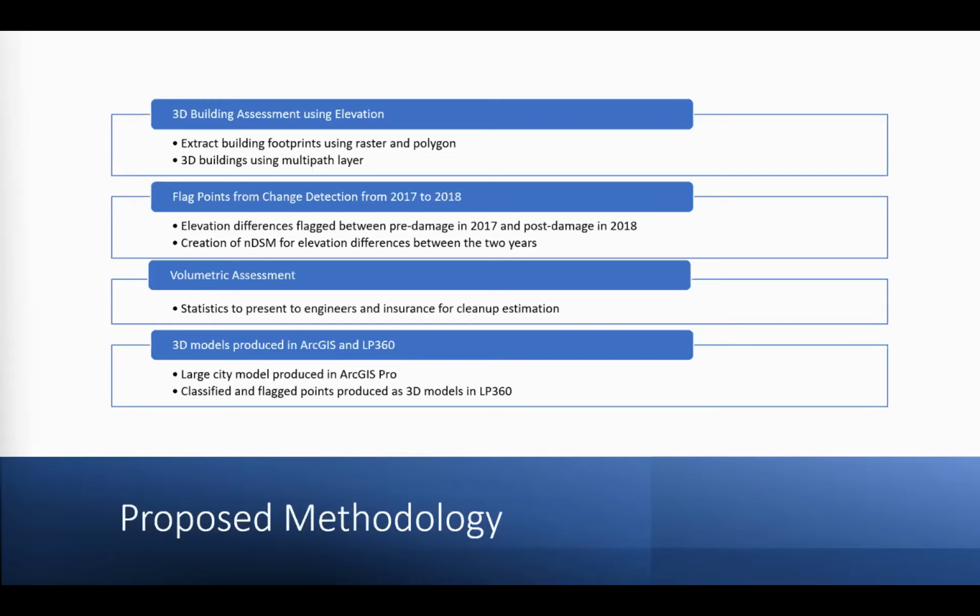The next part is a statistical analysis to find the amount of destruction in volumetric terms. The amount of volume for infrastructure cleanup can be presented to engineers and insurance for relief aid estimation. A large 3D model of the entire area can be shown in ArcGIS, while LP360 can use the profile and 3D windows to show certain areas that were flagged in the change detection for a close-up examination.